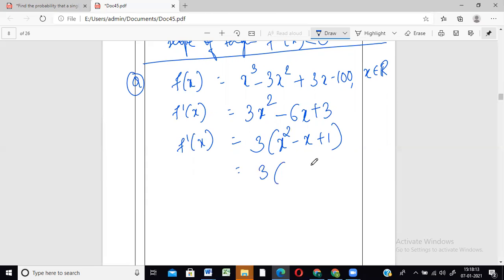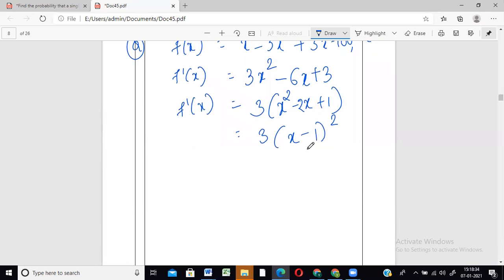This is nothing but 3 into this. x square minus x plus 1 is nothing but the expansion of x minus 1 the whole square. a square minus 2ab plus b square, correct? So this will give you that answer, minus 2ab, right? a square minus 2ab plus b square. So this is the 2 here, right?